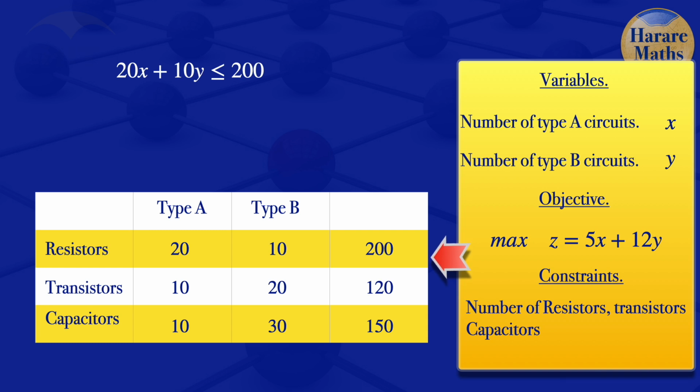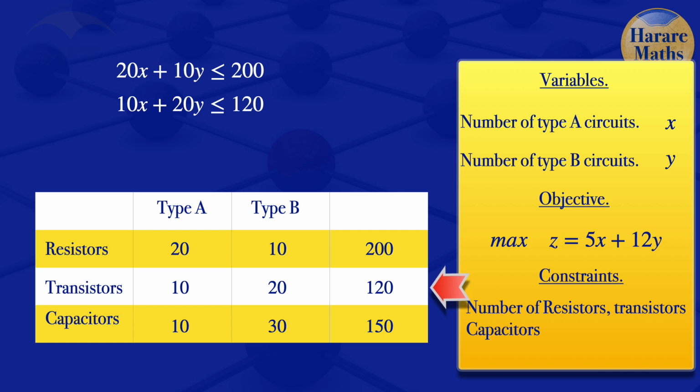I now move on to the second one there. The transistors, we are having 120 of them. Type A requires 10 transistors for each circuit. So if we are requiring 10 transistors for each type A circuit, the total number which will be used to make type A circuits will be 10 times x. And the total number which will be used to make type B circuits will be 20 times y. When we add those transistors, they should not exceed 120. So in mathematical form, it will give us 10x plus 20y less than or equals to 120.